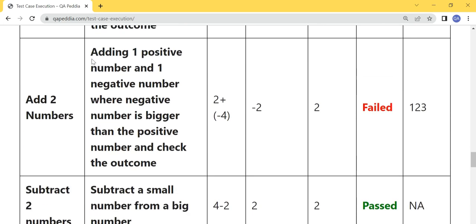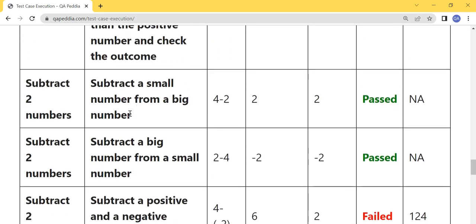Then let's see one more test case, adding one positive number and one negative number where negative number is bigger than the positive number. So 2 and 4, but 4 is negative and 4 is bigger than 2. Okay, so when we will add these two, 2 plus minus 4, we are expecting minus 2 to come, but our calculator is showing 2. That means actual result and expected result are not same. So the test case will be failed, and we will raise some defect, and the defect number will be some ID, that is called as defect ID. We are calling it 123. We are saying 123 is the defect number.